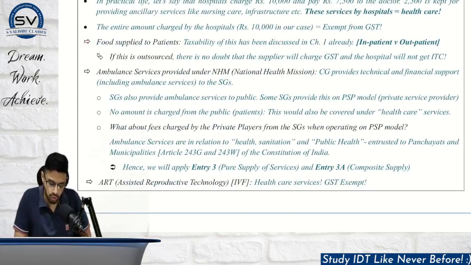Food, when it is provided to patients, we covered in chapter number 1 only, that if food is provided to inpatient departments, that is a composite supply, it is an ancillary service, and the main service happens to be healthcare service. But if it is provided to outpatient departments or the visitors or the attendants, relatives who come to visit the hospital, in that case it is taxable, right? Okay.